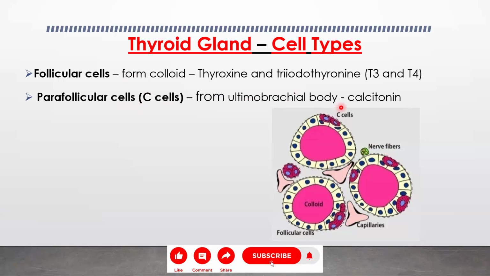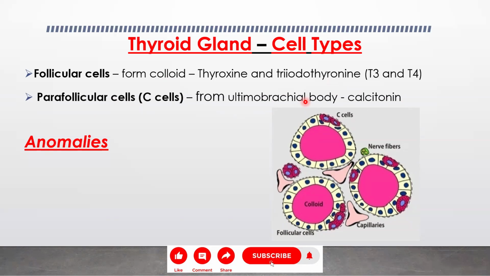which forms the calcitonin. Remember, the ultimobranchial body comes from the pharyngeal arches. So the cell types: follicular cells, which form the thyroglobulin stored in the colloid, give us T3 and T4, triiodothyronine and thyroxine. Parafollicular cells, which form the calcitonin hormone, come from the ultimobranchial body, from the pharyngeal arches. So that's the development of the thyroid gland.